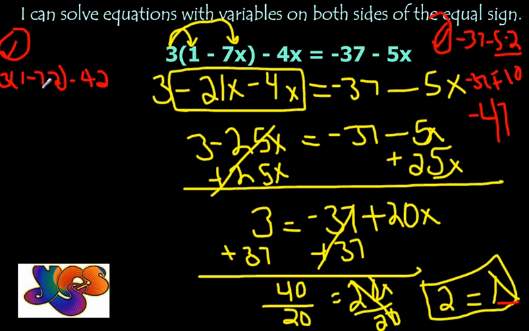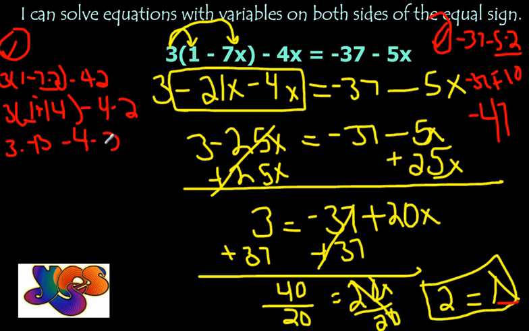So I go inside my parentheses, I get 7 times 2 is 14. And so 3 times 1 minus 14, minus 4 times 2. I'm going to stop, chop, chop that. That's going to give me 1 plus negative 14 is negative 13. So I have 3 times negative 13 minus 4 times 2. 3 times negative 13 is going to give me negative 39, minus 4 times 2, which is 8.